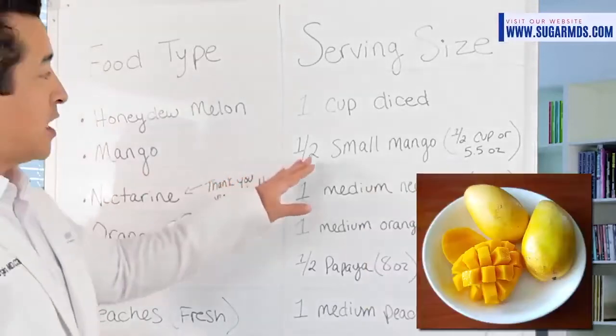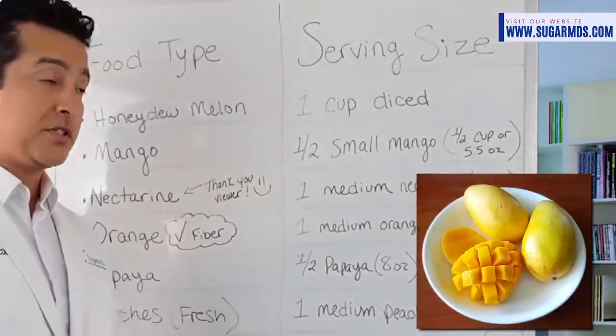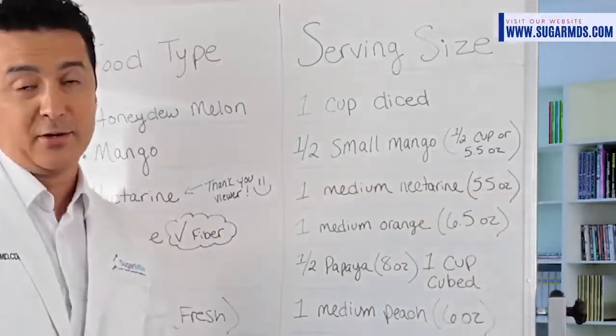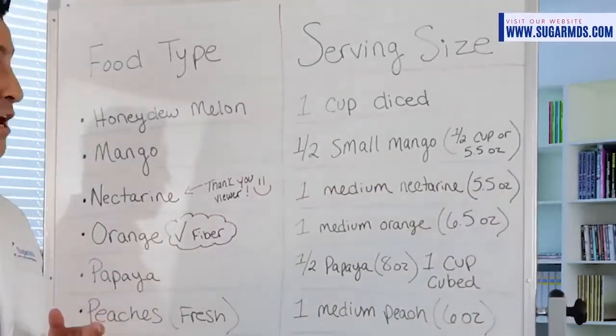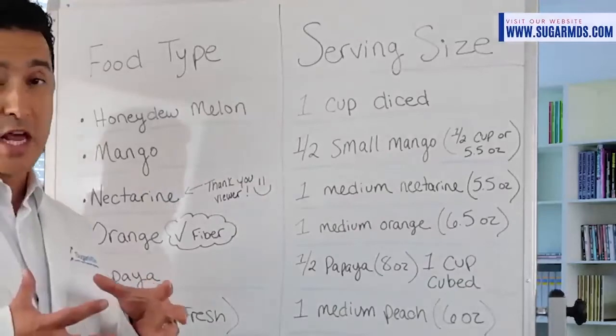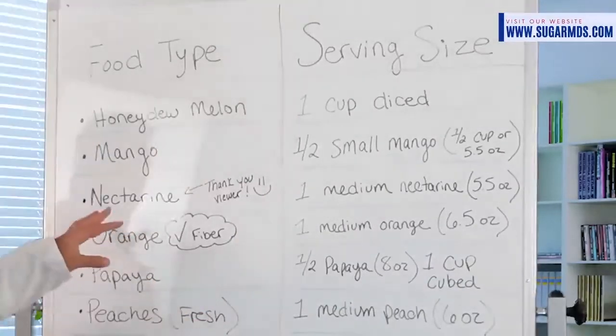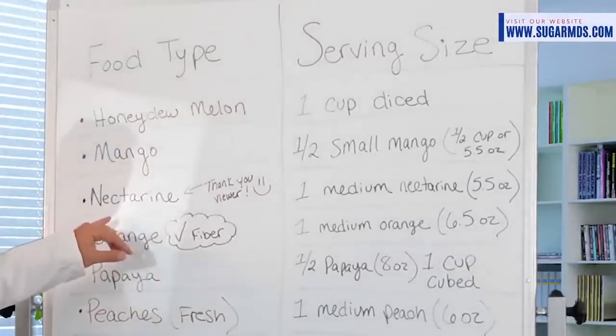Now the mangoes, I have a lot of people getting into trouble in the summertime here in Florida because of the mangoes. Again, half of a small mango is 15 grams. Most of the time the mangoes we have are that huge. They're probably going to be around 60 grams. They're nice and juicy, but they can definitely be very carby.